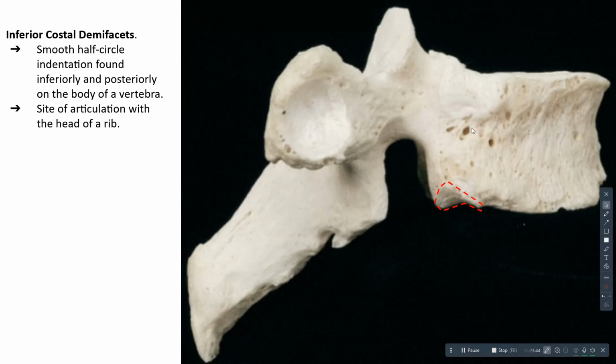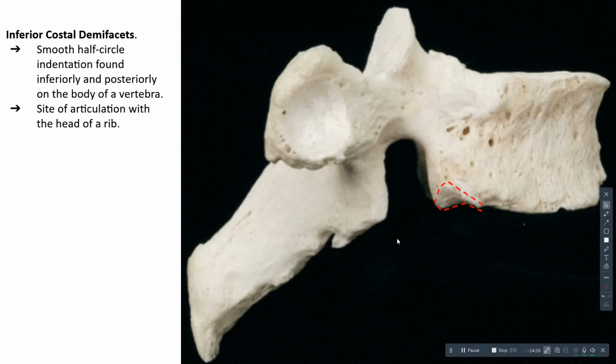Now I got 2 demifacets because, as we're going to see, the rib's head articulates with 2 vertebrae at once. Okay? So, transverse costal facet, superior, inferior costal demifacet. All of them are articulation sites. That's what facet is telling us. All of them are costal, which means they're for the ribs. And the transverse guy is for the tubercle of the rib, whereas the demifacets are for the head of the rib.